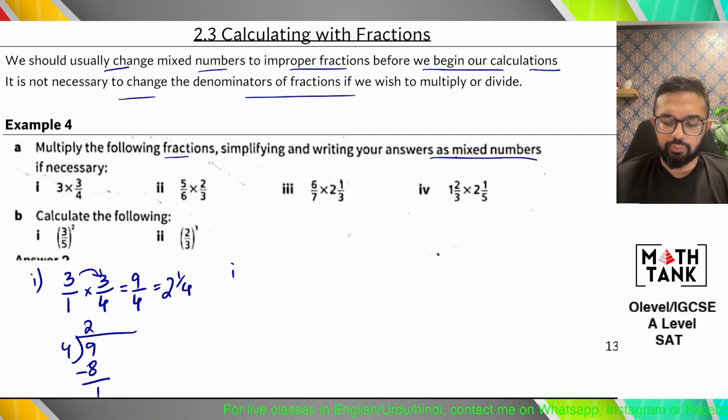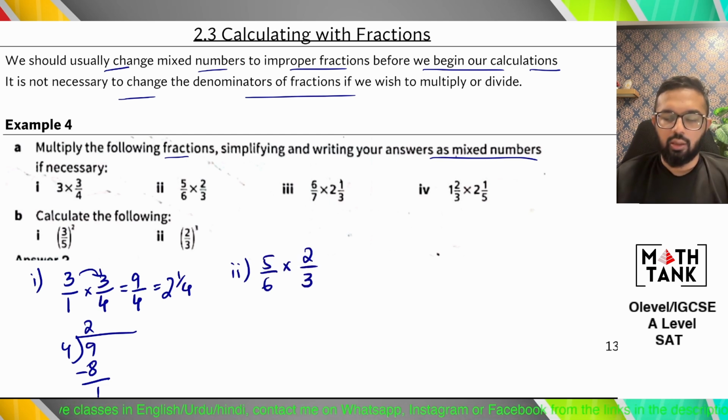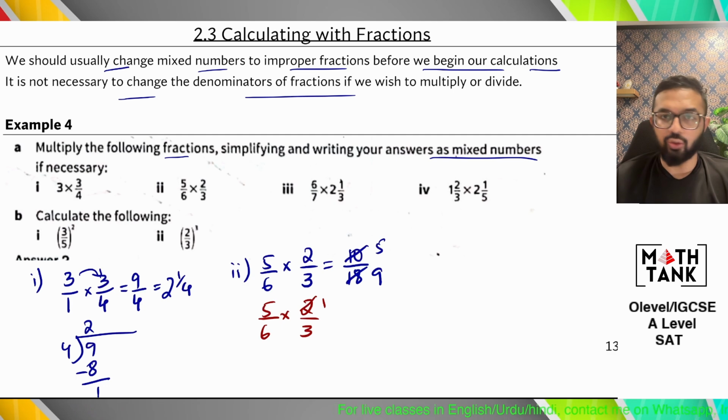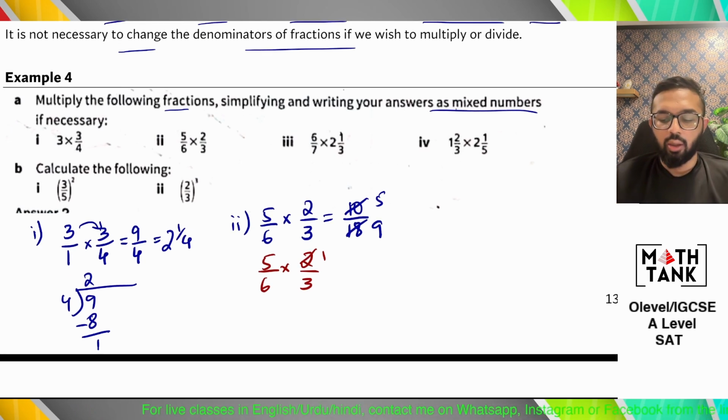Part 2, 5 over 6 multiplied by 2 over 3. Now, I could first write this as 10 over 18 and then reduce it if I want, 2 times 5, 2 times 9. I could also write this first and reduce with the numerator and denominator. This is not called cross multiplying. We'll talk about cross multiplying later on. 2 times 3, and that should give you 5 times 1 is 5 and 3 times 3 is 9.